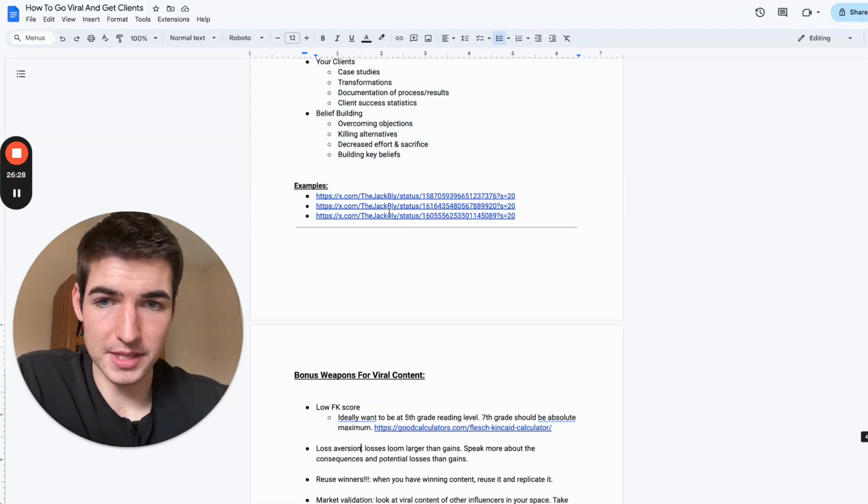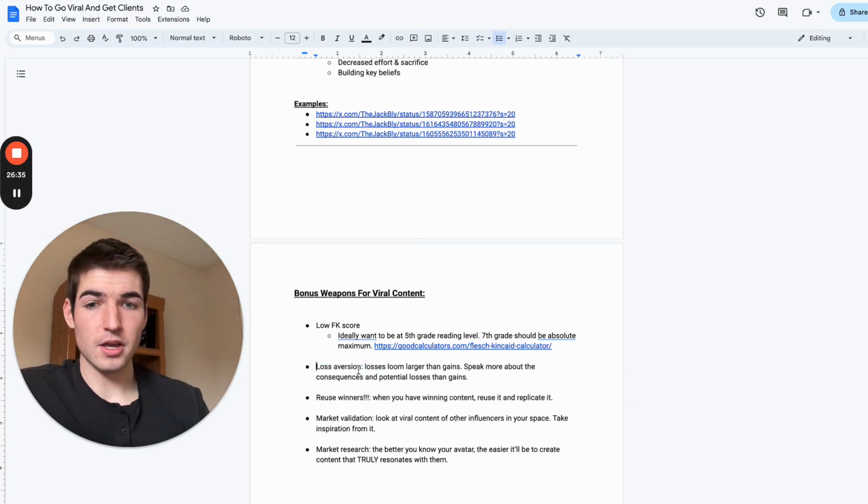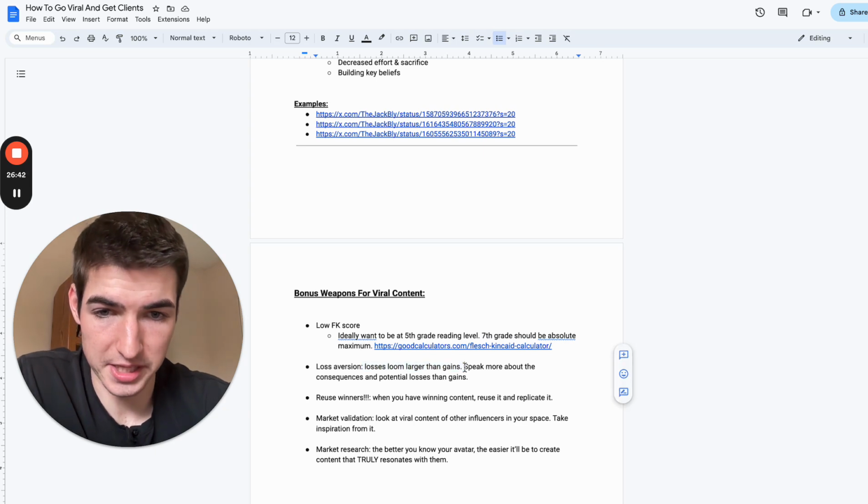Then we have loss aversion. So if you notice, a lot of these threads I wrote leverage loss aversion. So basically what loss aversion is, it's this psychological tendency for humans to hold the value of losses more than gains. All right, so I said right here, losses loom larger than gains.